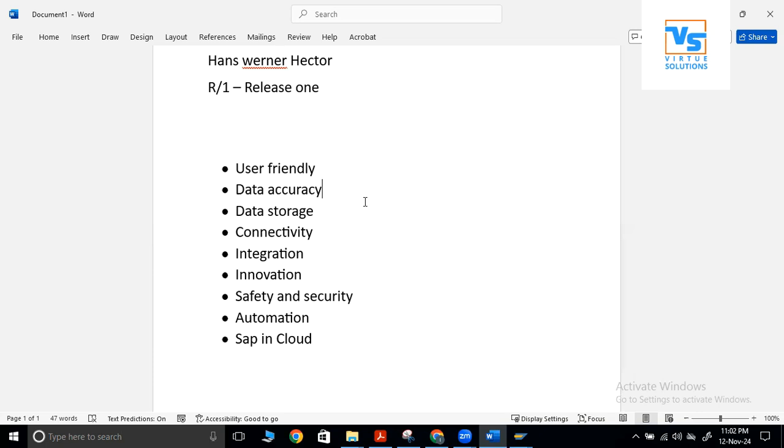And we can even save our traveling expenses as well. So in individual life, sometimes we don't calculate all this, but when we talk about the organization at the company level, each and everything would be calculated. Got it? So I hope it is clear now about the data accuracy.